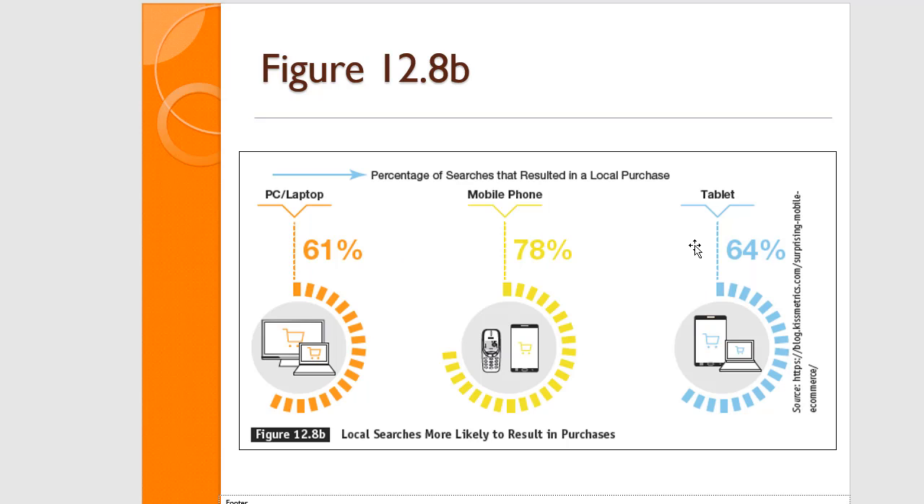Another thing to be aware of is if they can find you locally, then they're more likely to purchase something there where they can find it local. So make sure that's available to them and they can easily find you. And so you can see here when they're using their desktop, PC, or laptop, what results in a local purchase. Mobile phone, they can find you 78%, and then down to 64% with a tablet.